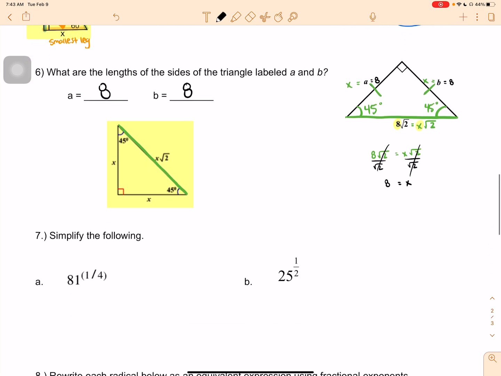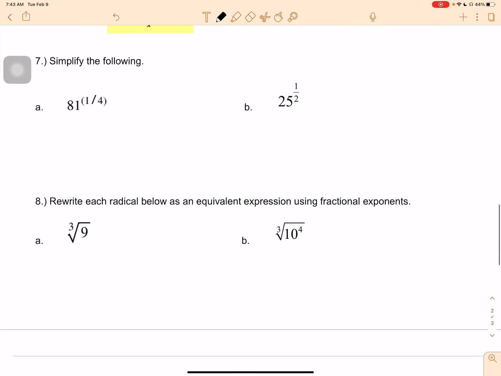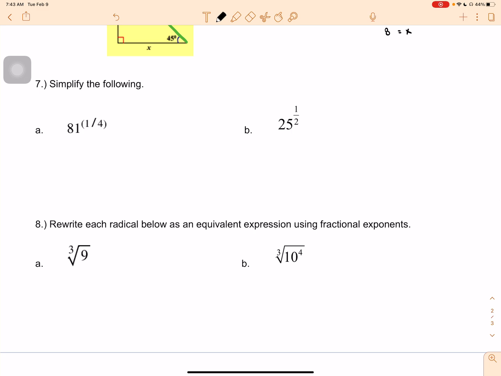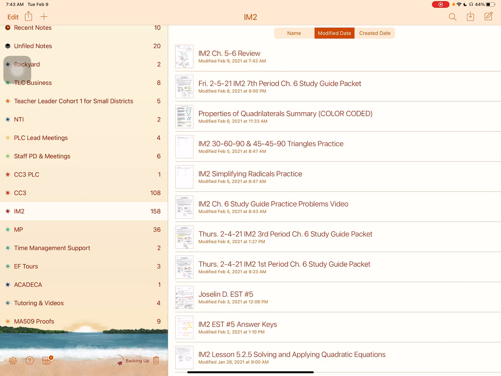Okay, so now we have some fractional exponents here. So I'm going to go back to our notes to show you where to find these because we did the notes on this pretty quick.